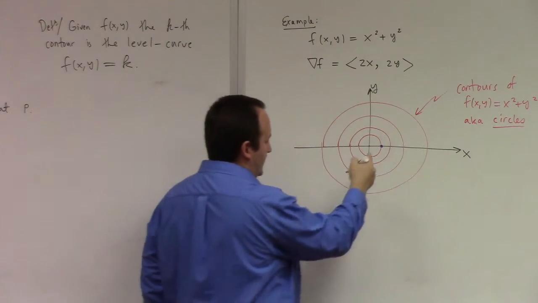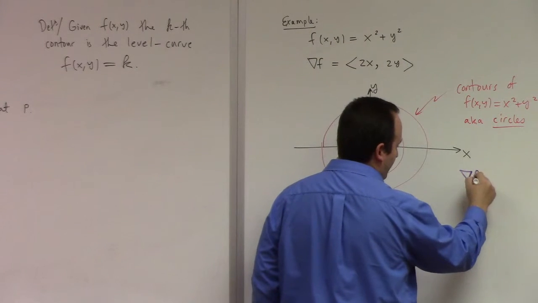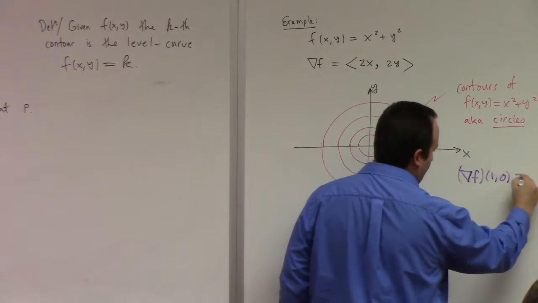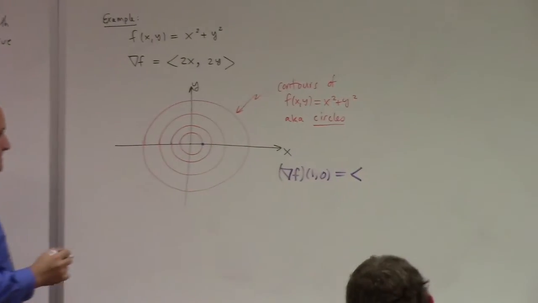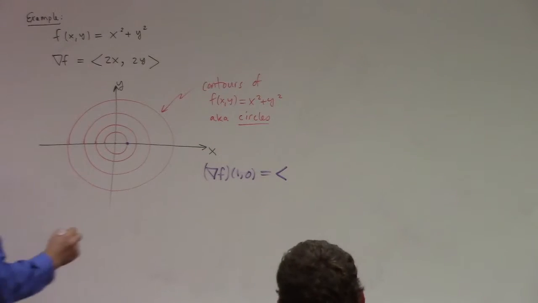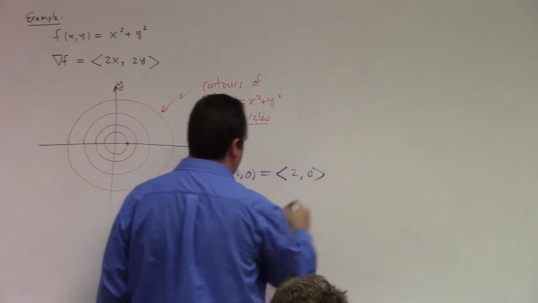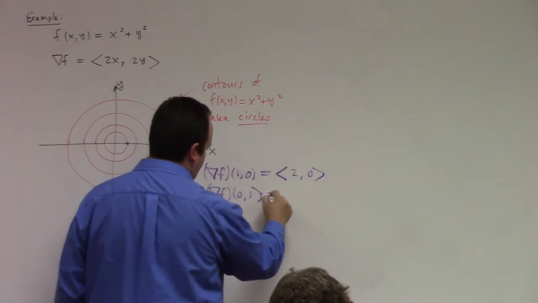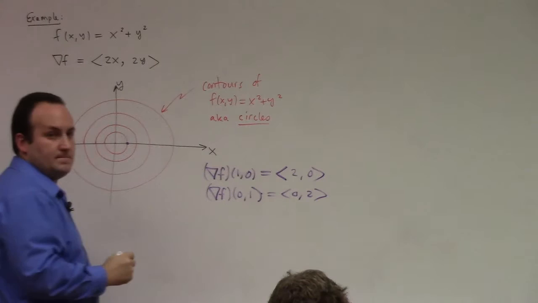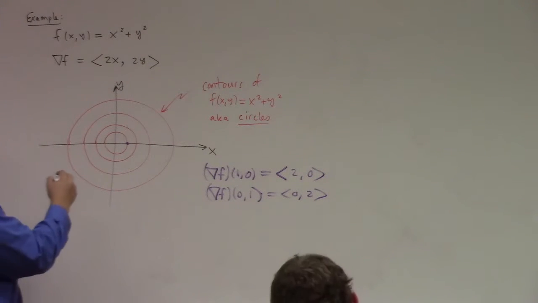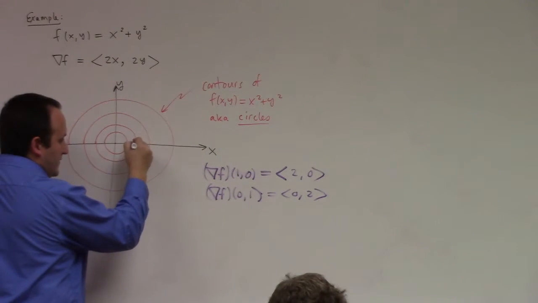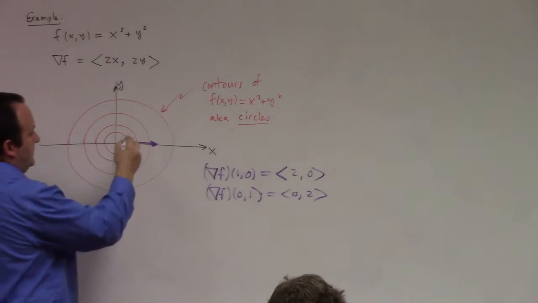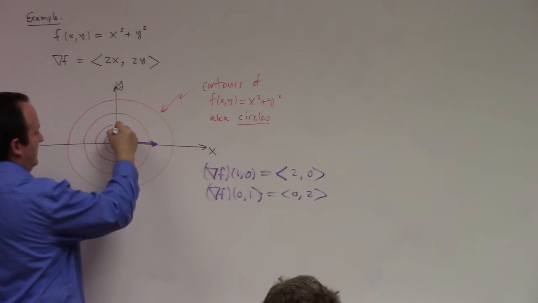So if this point is 0, 1, I take the gradient of f, I plug in the point 1, 0. What do I get? 2, 0. If I take the gradient of f and I plug in the point 0, 1, what do I get? I get 0, 2. Right? So plot those, attach those to the point in question. Something like this, right? At 0, 1 up here, it points straight up, right?